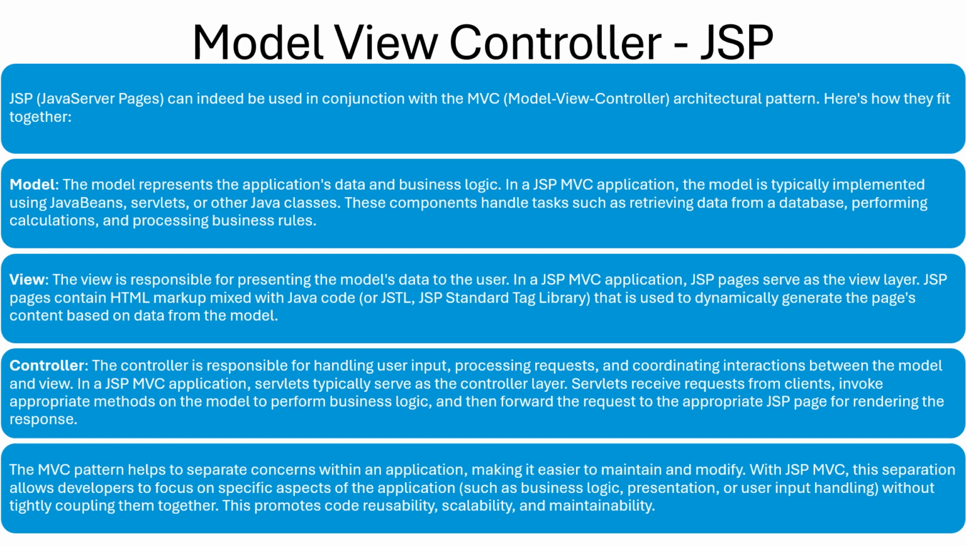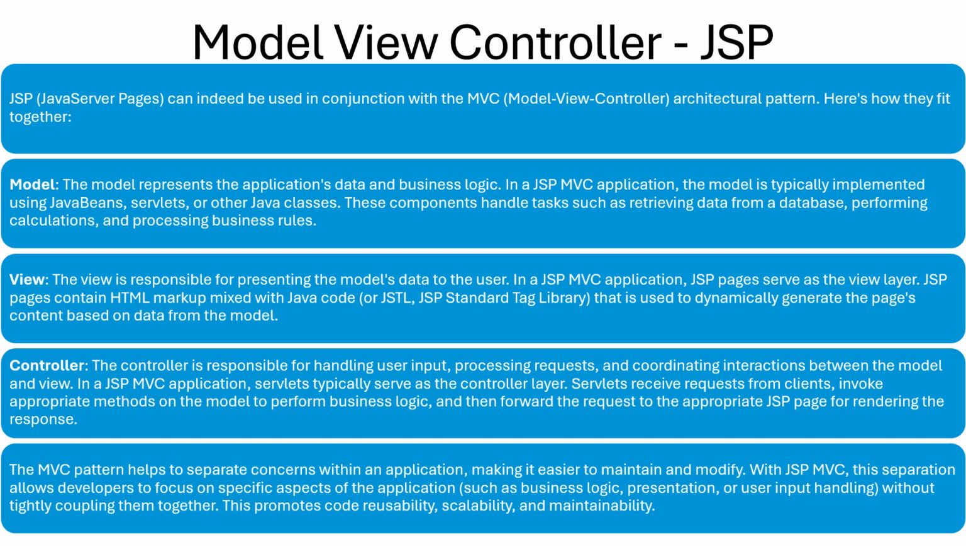So the model represents the application's data and the business logic. Business logic, in other terms, is the algorithm or the software. The view is responsible for presenting the model's data to the user. In a JSP MVC application, the JSP page serves as the view layer, and JSP pages contain HTML markup mixed with Java code or JSTL, the JSP Standard Tag Library, which is used to dynamically generate the page's content based on the data. So you have the data in the model, and based on that the view layer is created. That is, the data is viewed on the client side.